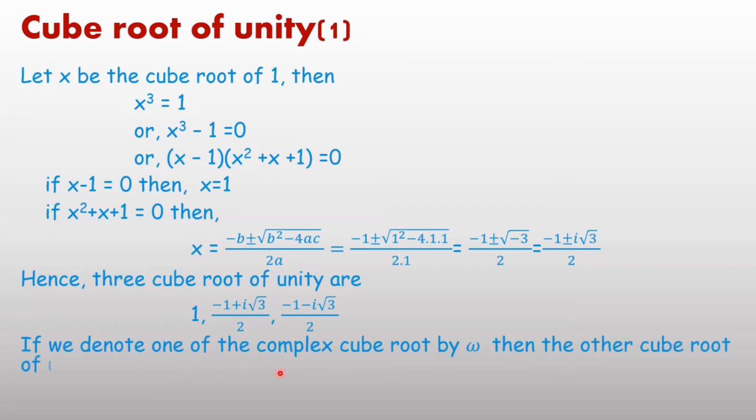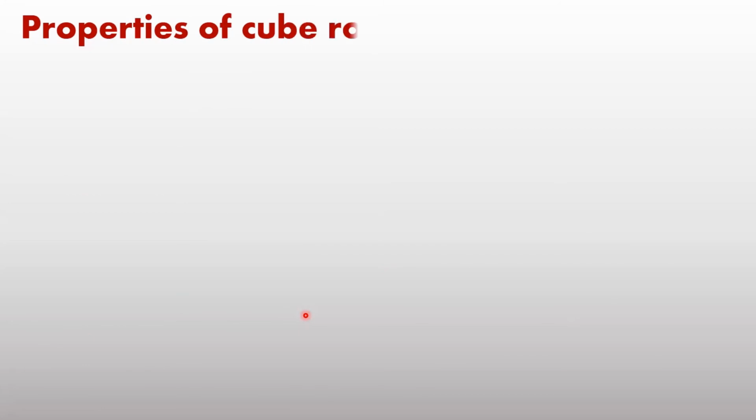We denote one complex cube root of 1 by omega sign, and the other complex root of 1 by omega square. The second complex root we are taking as omega square. It implies you can easily observe that these two complex roots are squares of each other. If you take any one root as omega, the second you will get as omega square. You can verify it also.